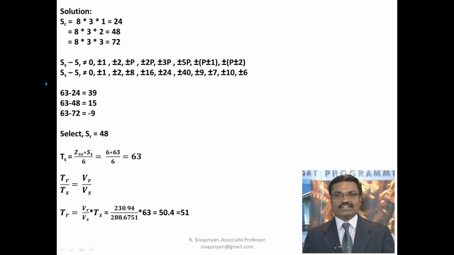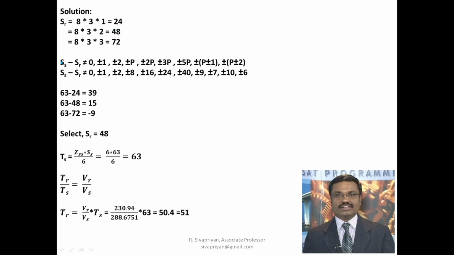Now we'll solve the problem. First, like a stator, we have winding on the rotor. To find the SR value we have to use the formula: number of poles, number of phases into Q, that is number of slots per pole per phase. Like the stator, we use this formula first to decide what choices are available. Number of poles is 8. Number of phases is 3. Number of slots per pole per phase starts from 1. So we got 24. Next choice 2, we got 48. Then for the third choice we got 72.